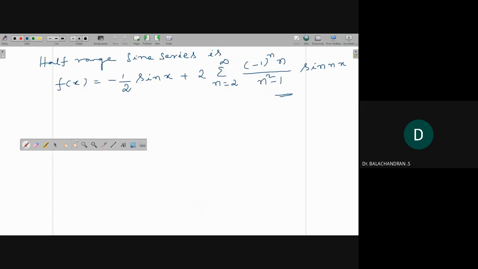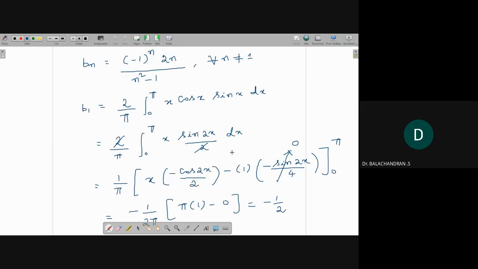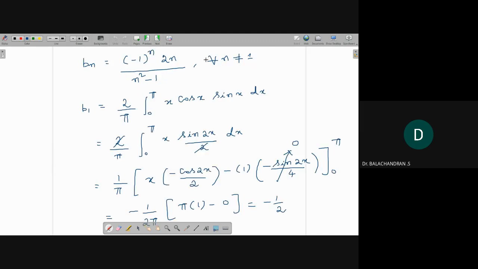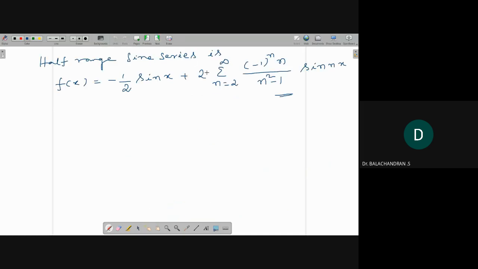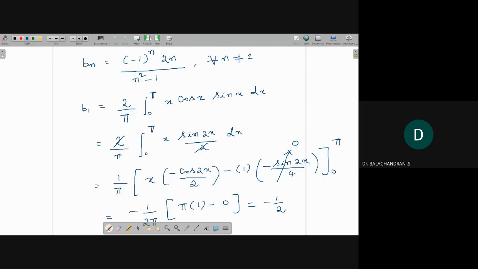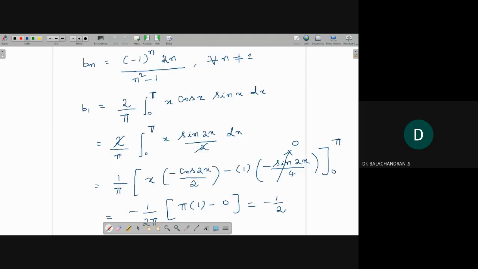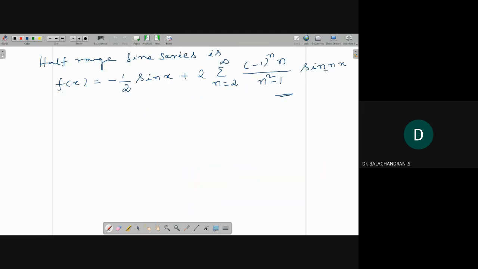So half range sine series is what? B1. B1 is, we know that minus half into sine x plus summation n equal to 2 to infinity, 2n. 2 is constant, so that's why I'll write 2 outside the summation. 2 into summation n equal to 2 to infinity, minus 1 whole power n divided by n square minus 1, into n into sine nx. So I think you can stop here.